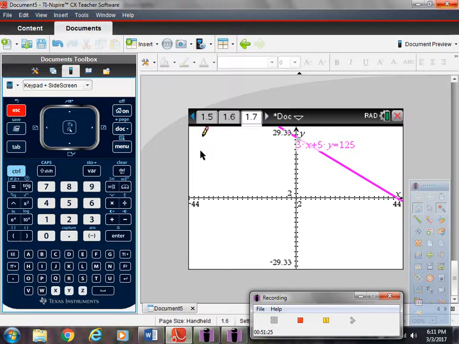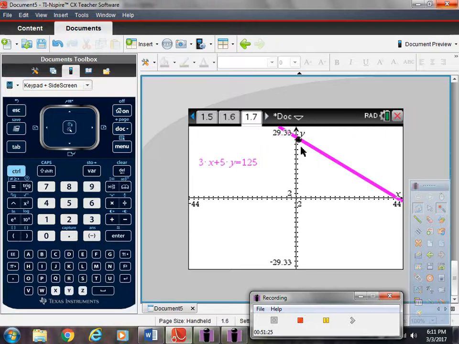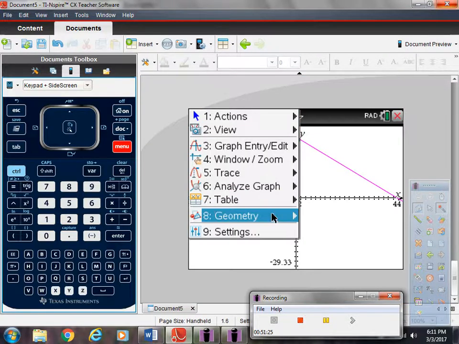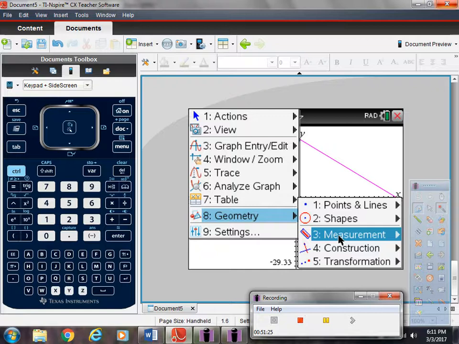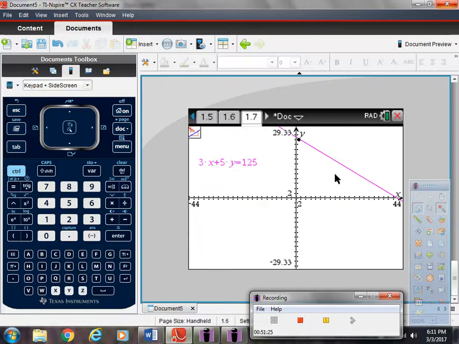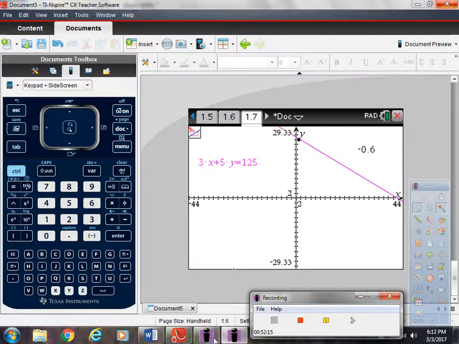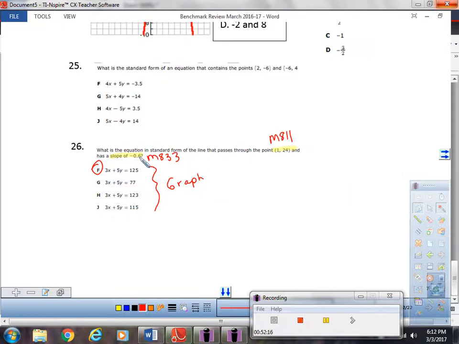I'm going to hit escape and move this out of the way so you can see it. Now I want to see if it has the correct slope. So I'm going to use menu, go to 8, go to number 3 for measurement, and go to slope. All I have to do is click on the line, then click in the blank space, and there it is. Yep, it's got the right slope, it's got the right point, so A is the correct answer. See, slope is negative 0.6.